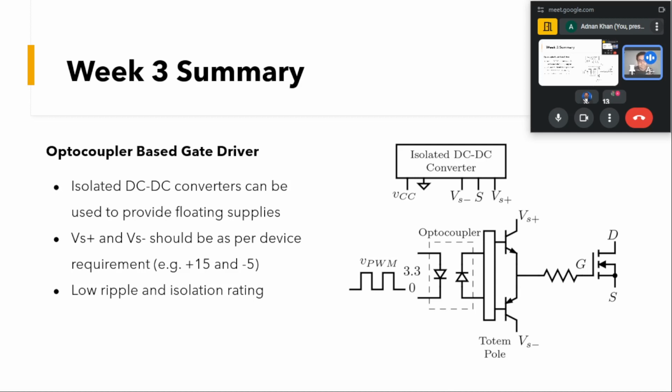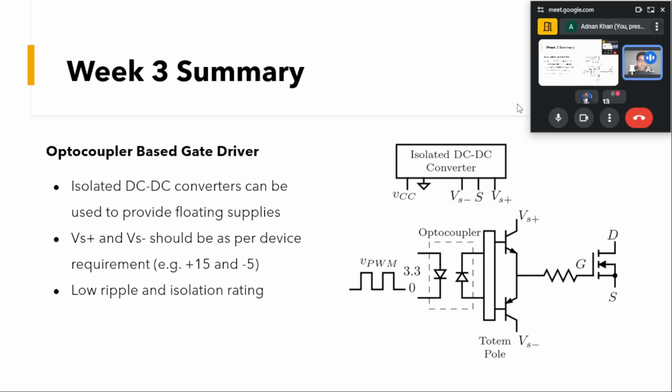If our gate voltage decreases from, let us say, 15 to 10 volts or something, then maybe our device can go from the ohmic region to an active region, and we saw that in the active region we had more losses. So our isolated DC-DC supply should have very minimal ripple in the voltage.